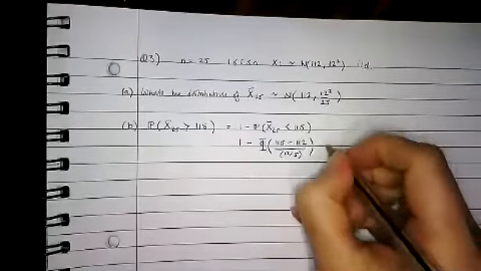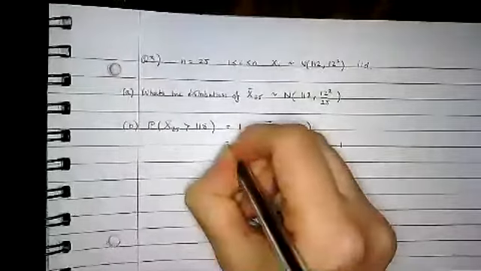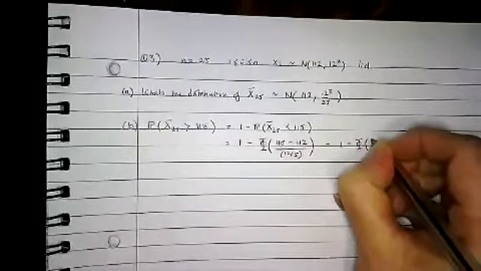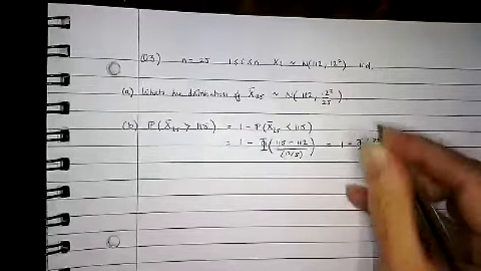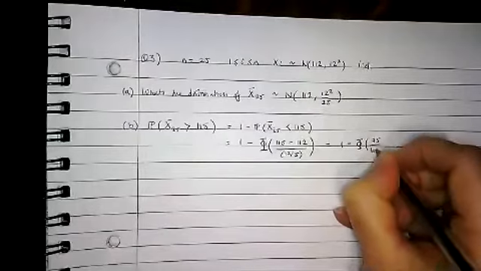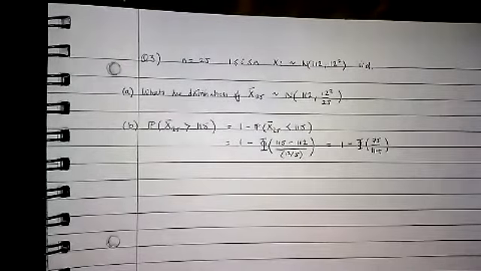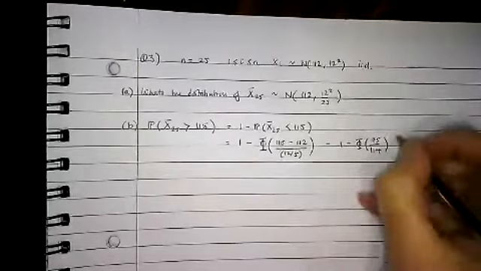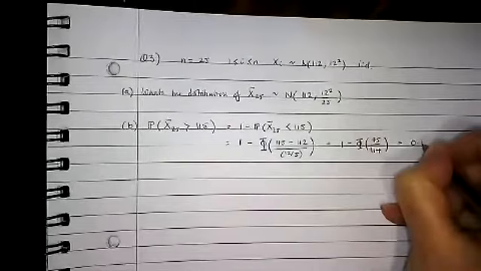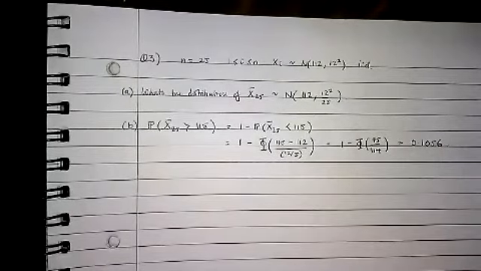Okay, so I'm going to end up with 1 minus the CDF of the normal distribution, and 75 over 114. Okay, and you should be able to just look that one up, and hopefully if you look it up, you're going to get 0.105756, this one.